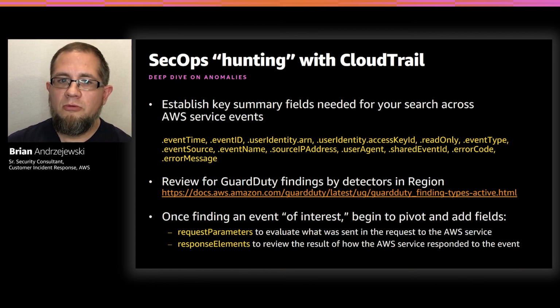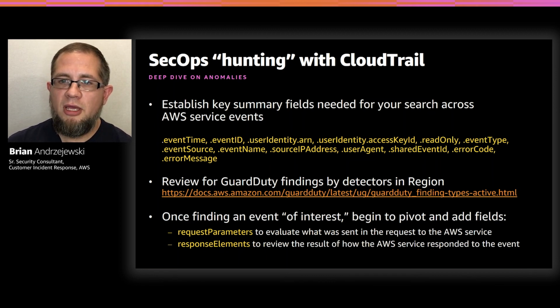Once we've gone through that, we can review the GuardDuty findings and detectors in the region. And I provided a link to the different types. In this particular type, we're looking for a crypto mining currency finding. Once we have these events of interest, we can begin to pivot and add fields.